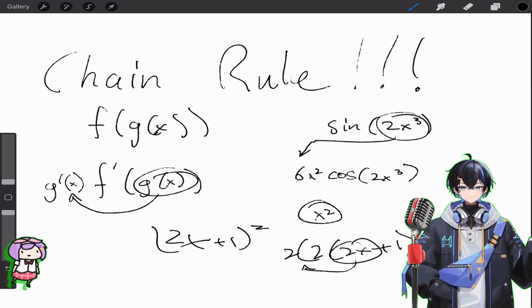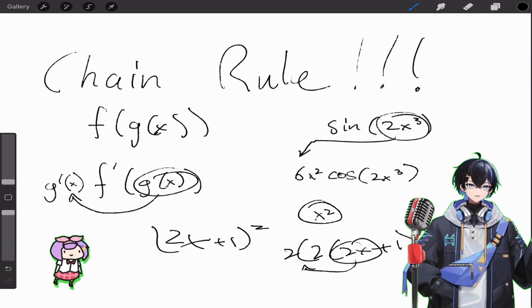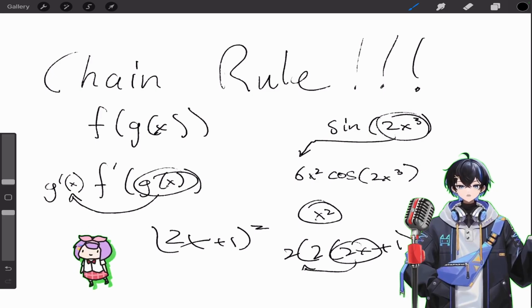So now my teammates will work through another few examples with you. You should pause the video if you want to work it out yourselves, or you can do it alongside them as well.